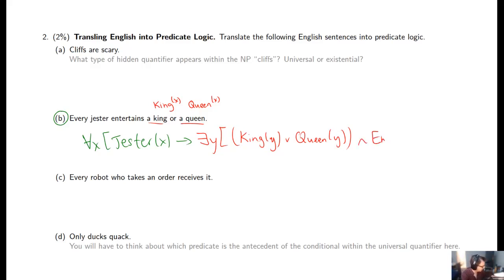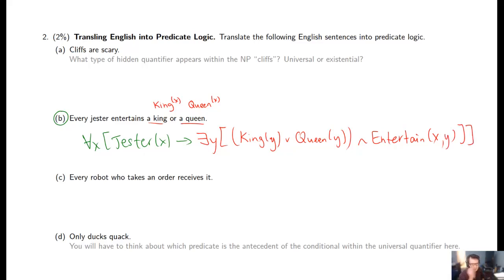So we're specifying that there's some new object that is a king or a queen, and then entertaining. So entertain is a verb, and entertain is a transitive verb. So X entertains Y in this case. Something entertains something else. So X is the entertainer, X is the jester, and Y is the king or a queen. So that would be like that.